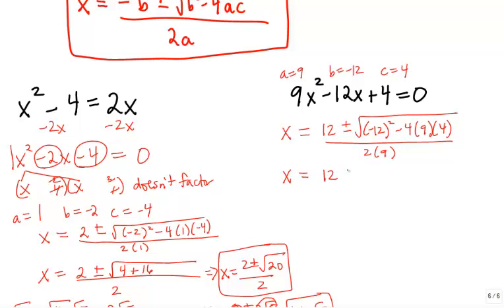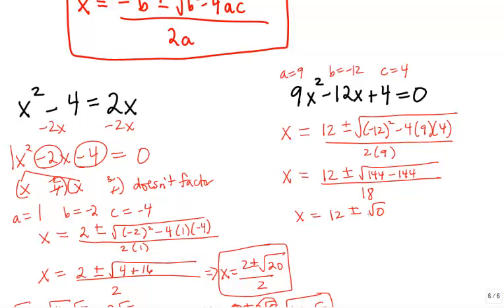So when we go to simplify, the denominator just simplifies to an 18. And in the numerator, we're going to get negative 12 quantity squared, which is 144. And then minus 4 times 9 is 36, and 36 times 4 is also 144. So this is actually 144 minus 144, which just goes to 0.